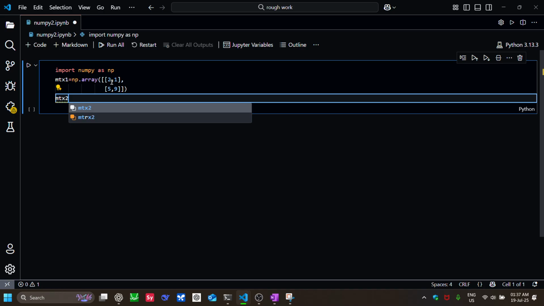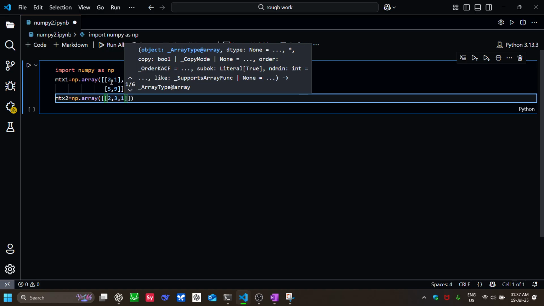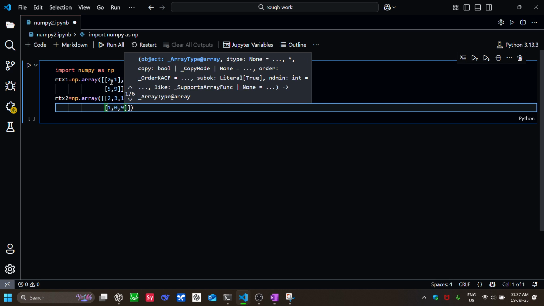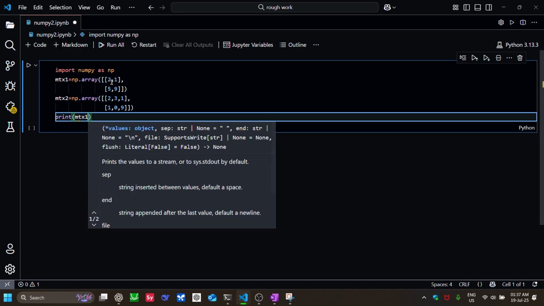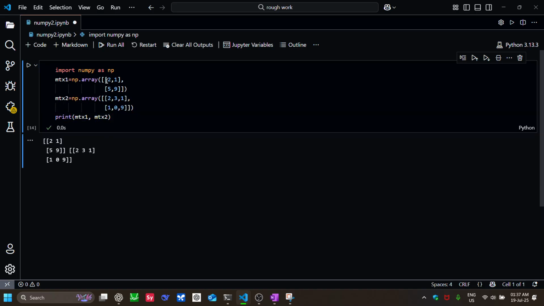Now matrix 2 is equivalent to np.array, and then again I'll open the matrix and insert the data 2, 3, 1, and then I'll move to the second row and insert the data 1, 0, 9. So here are our two matrices. For verification, let's run matrix 1 and matrix 2.